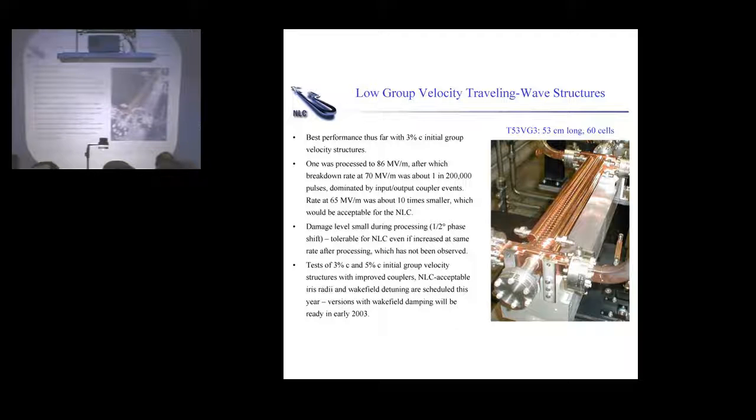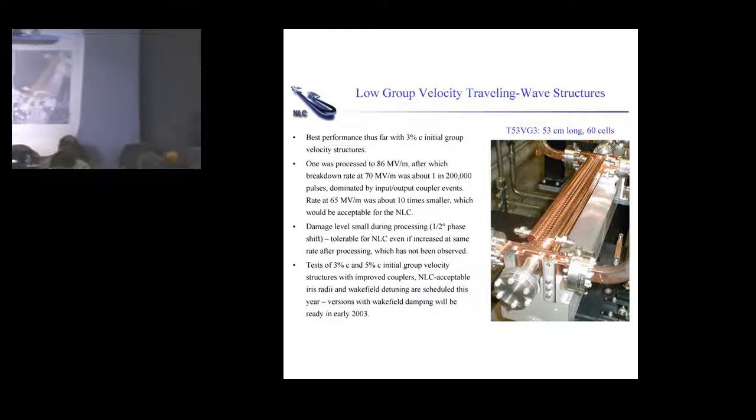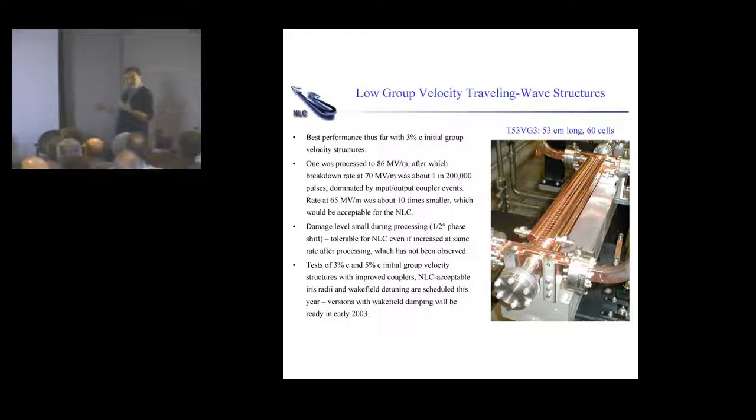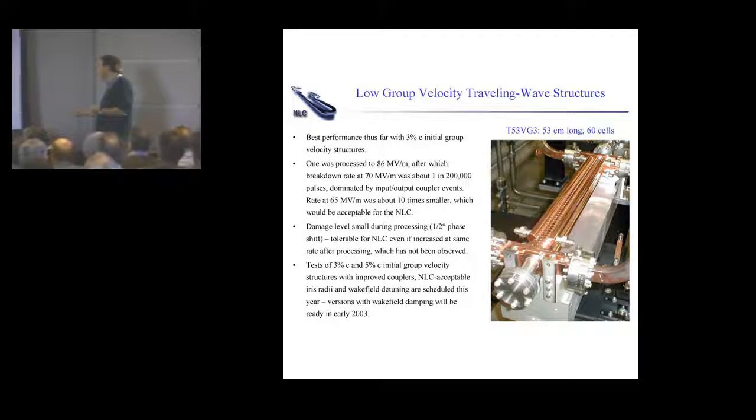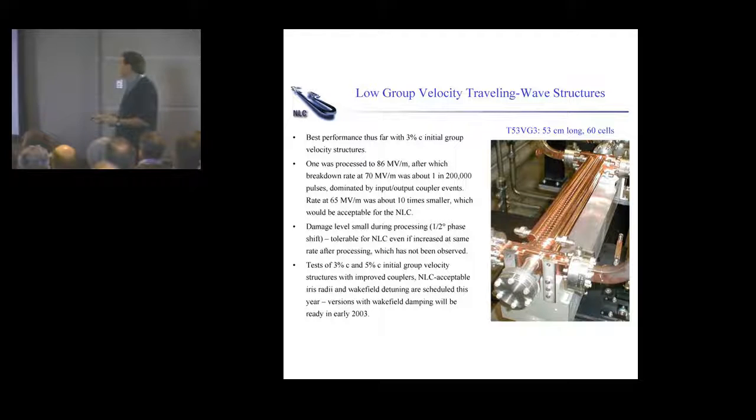Usually you go up like anything when you process any high voltage system, and then drop back. When you drop back to 70, you get only about 1 breakdown in 200,000 pulses. Now that sounds very, very small, but it turns out you really want more like 2 million, so that the amount of trips in the NLC, where you have 10,000 of these structures, is fairly small.